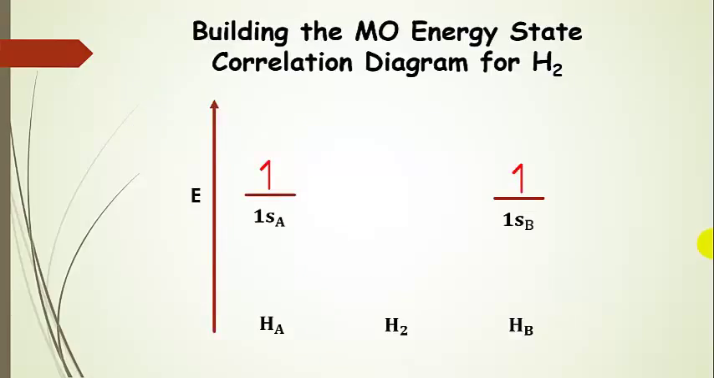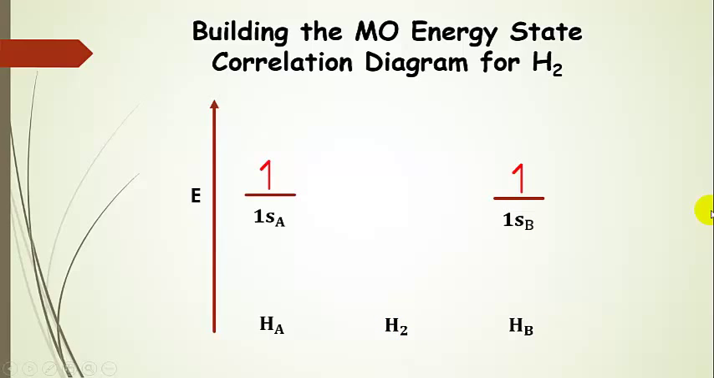Now we're going to start building a molecular orbital energy state correlation diagram. We're going to do it first for hydrogen, and later on we'll do it for other diatomic molecules. Here's the 1s on one of the hydrogens, and this subscript A just indicates this is hydrogen A, here's hydrogen B. We're just labeling them. Here's the 1s for each hydrogen, and notice the diatomic molecule is here in the center.